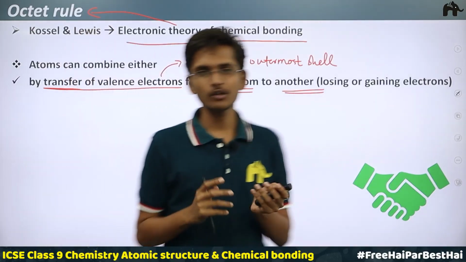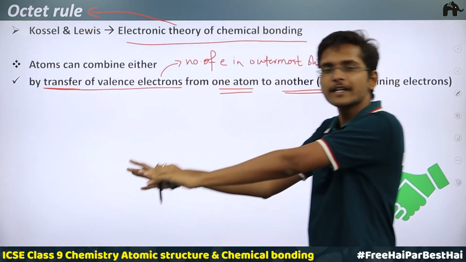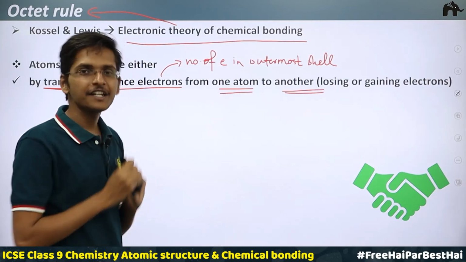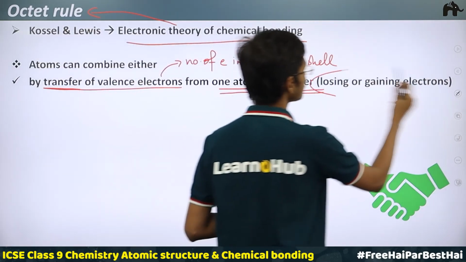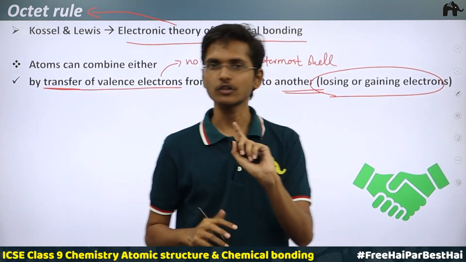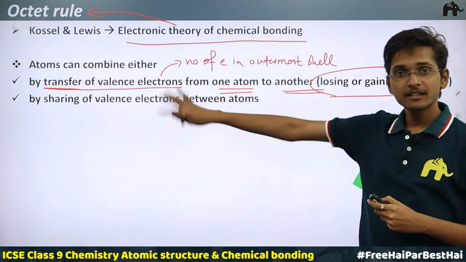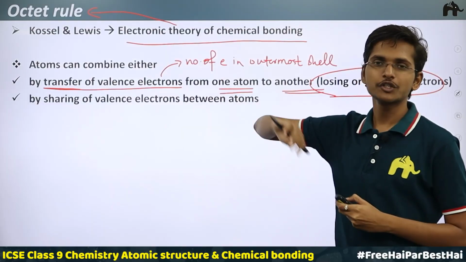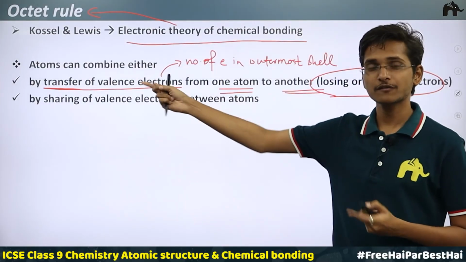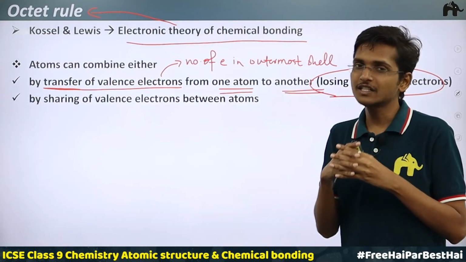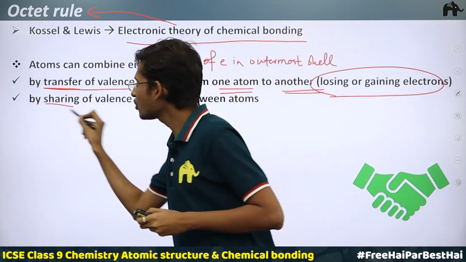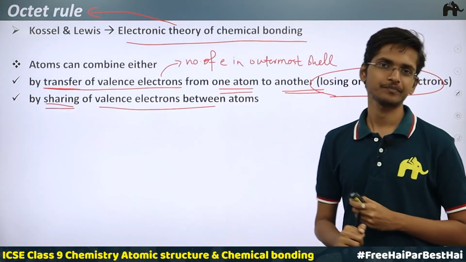So here, there is a losing of electrons and a gaining of electrons. This transfer process always involves losing and gaining of electrons. The other way that Kossel and Lewis told the atoms can follow for combining with each other is by sharing their valence electrons.